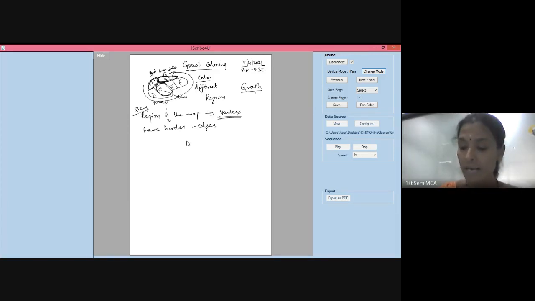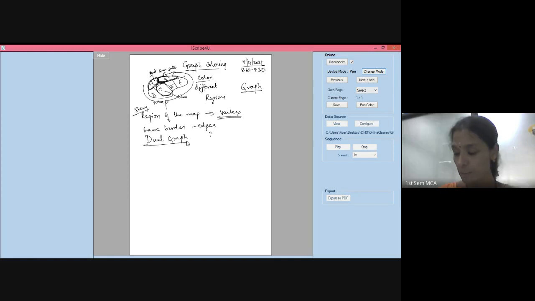For example, I have A and B. If you look in this map, A is one region, B is another region. A and B are sharing a common border, is it not? So if they are sharing a common border, then I can represent it by an edge between A and B. Two regions touching only at one point cannot be considered adjacent. Whatever graph you draw based on this map, you call it a dual graph.